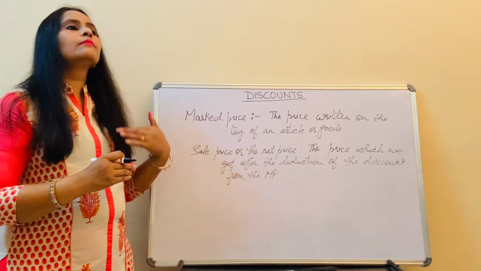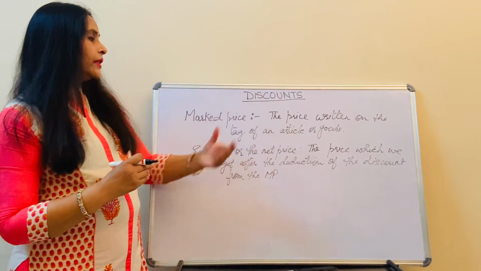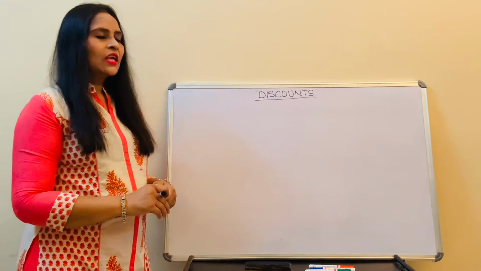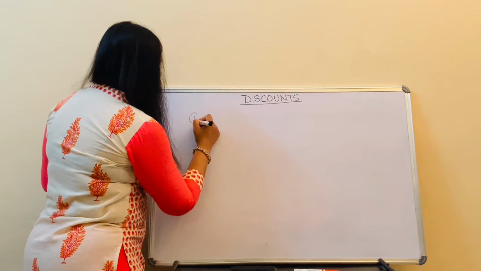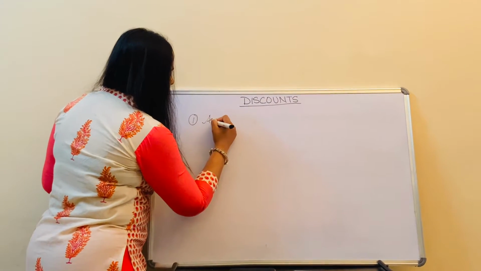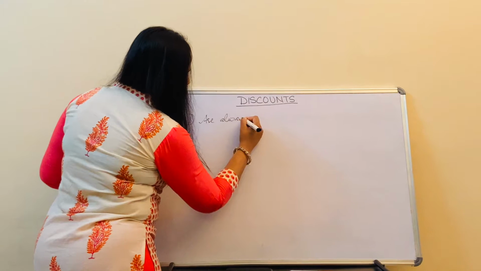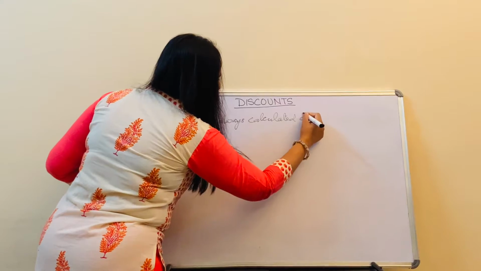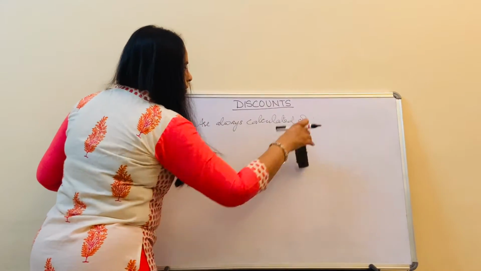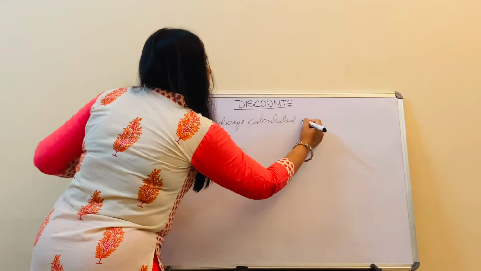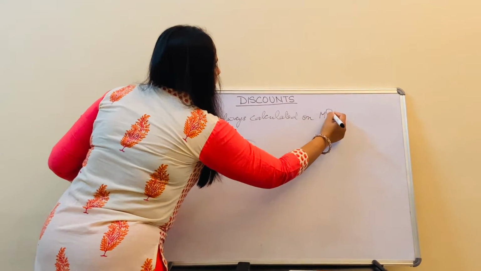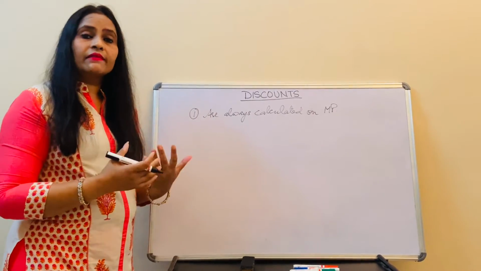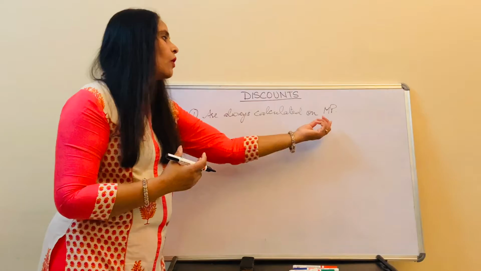Now before calculating the discounts, we have to remember some important key points. The first point to be remembered is that discounts are always calculated on marked price. Whether it's 25% or 50% or 70%, it has to be calculated on marked price.